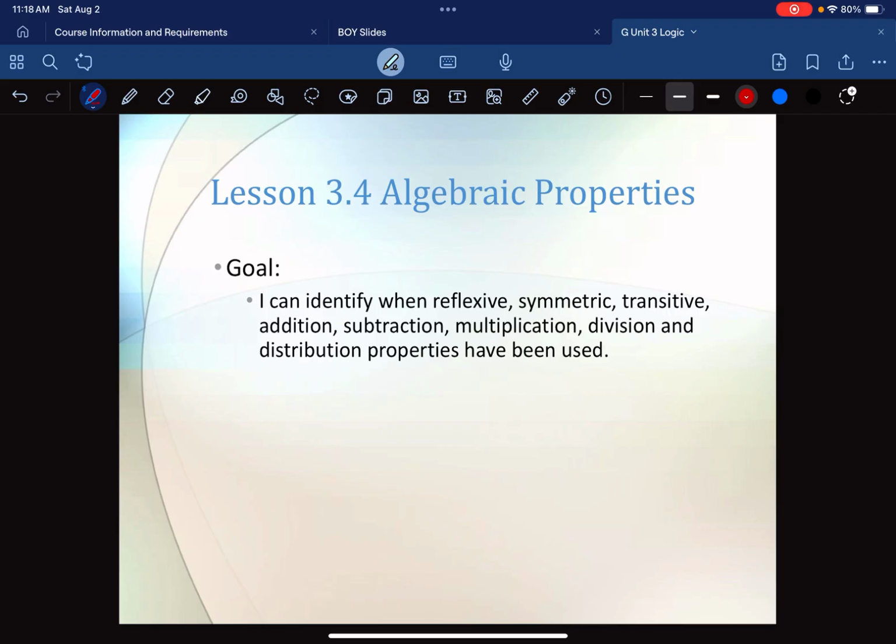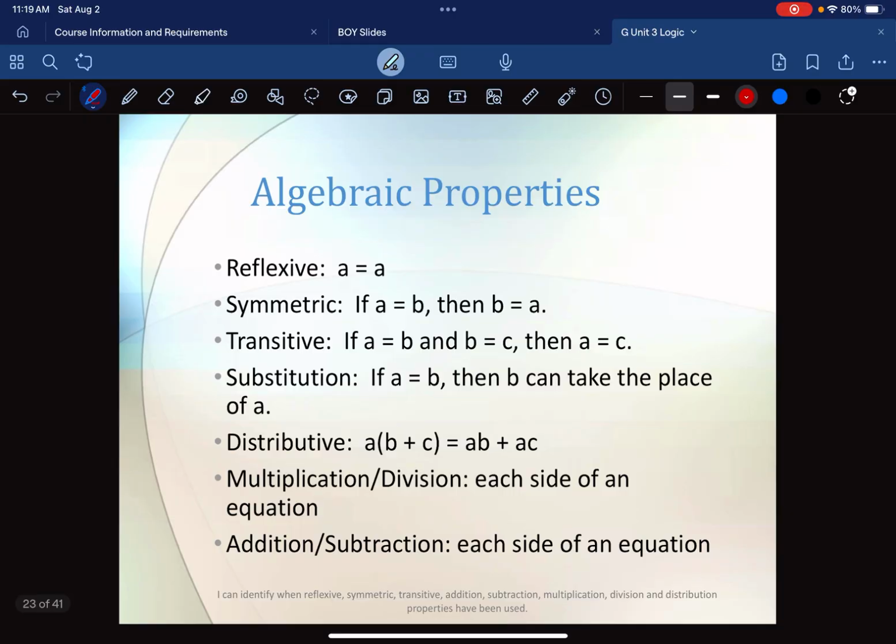So the goal then: I can identify when reflexive, symmetric, transitive, addition, subtraction, multiplication, division, and distribution properties have been used. And we're going to identify those in proofs. So here are the properties, first of all. I kind of break this up right here.